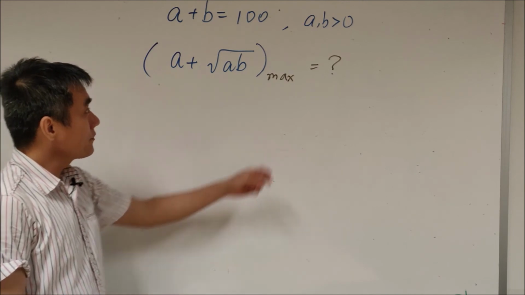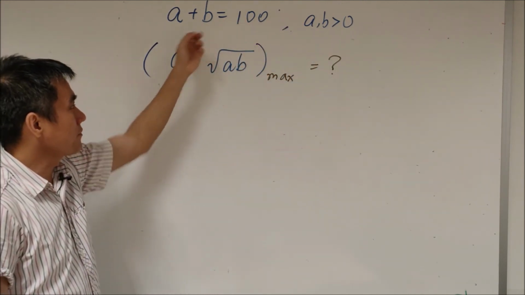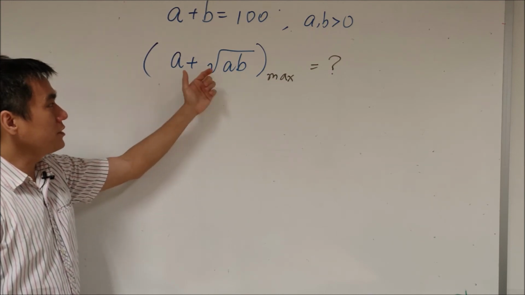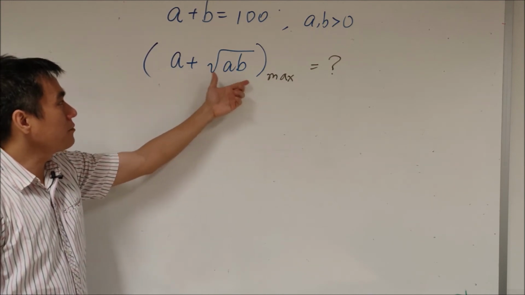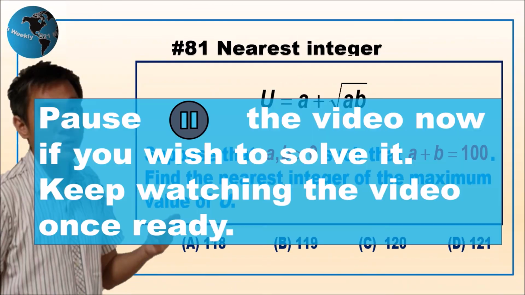In today's question, a and b are positive values such that the sum equals 100. We are asked to find the nearest integer of the maximum of this expression. Pause the video now if you wish to solve it. Keep watching the video once ready.